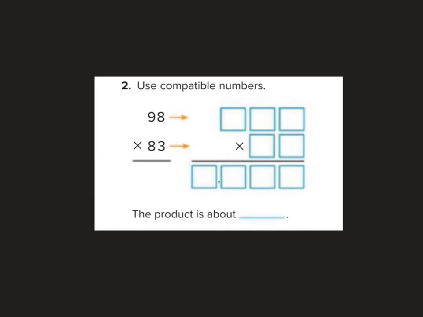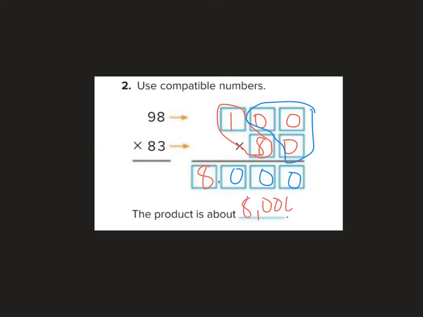Here it says use compatible numbers. So I'd say 98 is about 100, and 100 is easy to multiply with, right? And then I could say 83 is about 80. So I'm going to do 8 times 1, which is 8, and then I need to add in my 3 zeros. So then I know my product is about 8,000. Not so bad. This is just getting us an easy way to estimate our multiplying so that we can check our answers when we're done to make sure they make sense.